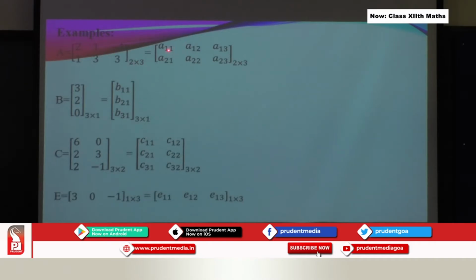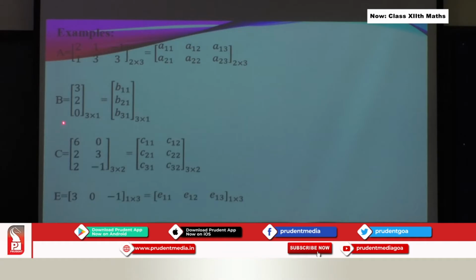Same way, if you look at these positions, what is the position of this 2? This is A11. What is the position of this 1? It is nothing but A12 and so on. Now if you look at this 3, I want to find out the position of this 3. I can get it, look at this. Here I am at the second row, so I say A2, and I am at the third column, so here I say 3. So it is A23.